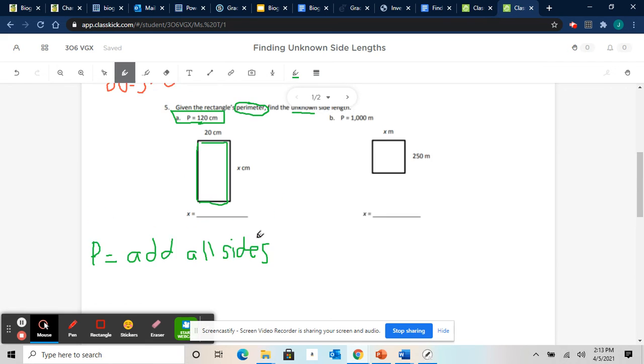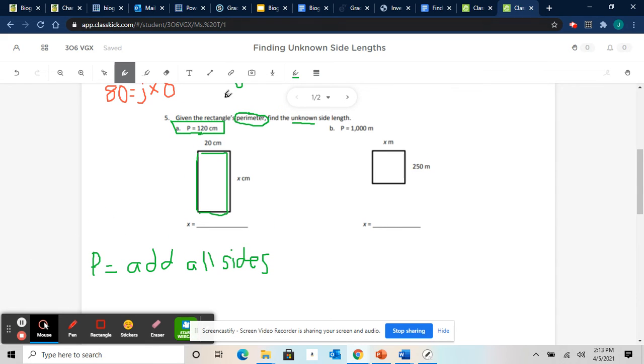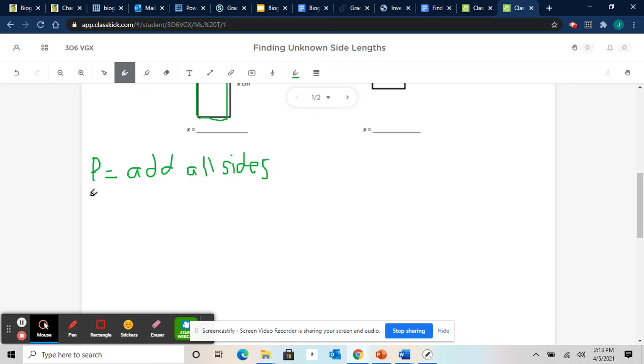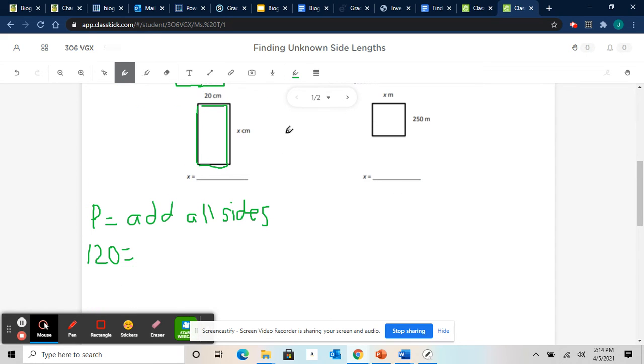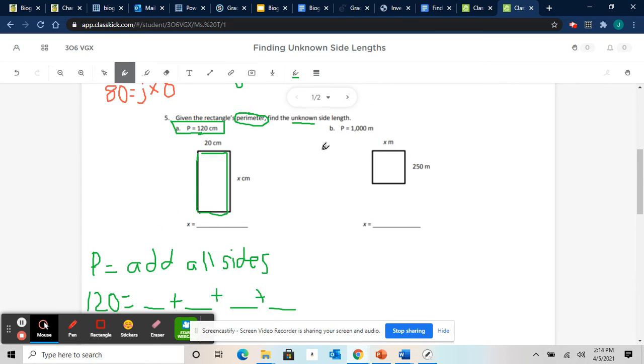Okay. Now I'm going to say, well, do I know what my perimeter is? Yes. They told me it's 120. So I'm going to fill in 120 for my perimeter. And then I'm going to put blanks for the amount of sides I have in this shape. Well, it's a rectangle, so I have 4 sides. So I can do blank plus blank plus blank plus blank. So all these 4 sides added up are going to give me 120 centimeters.